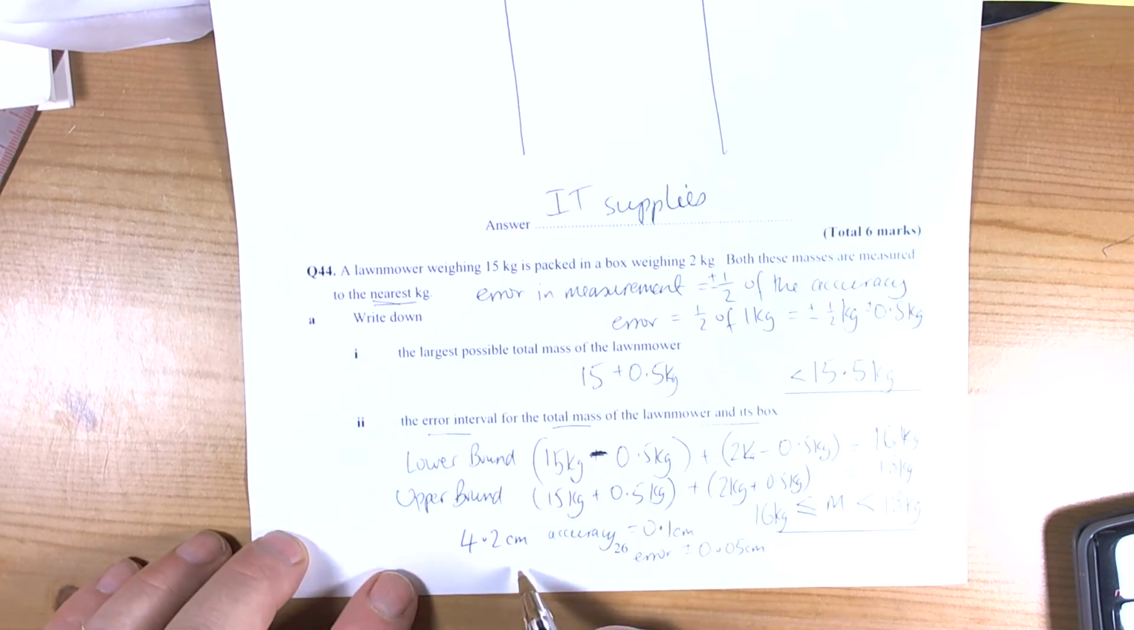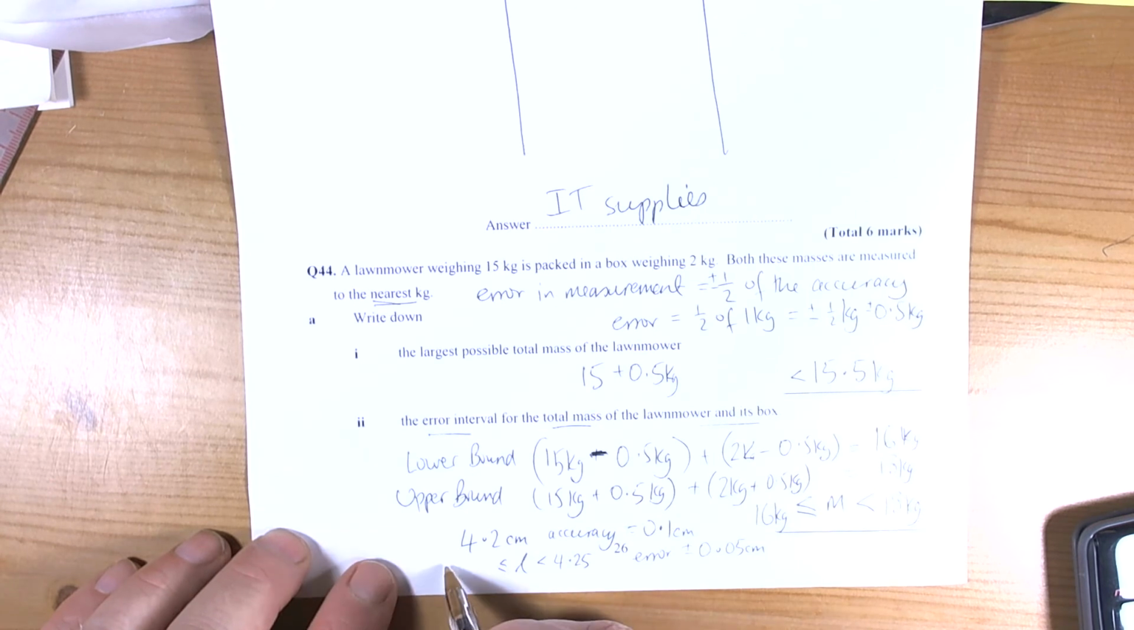So the error interval for this measurement, so the length, would be less than 4.25 because we add on 0.05, and greater than or equal to 4.15 because we take away 5/100ths of a centimetre from 4.2. Okay, so that's a run through of error intervals and measuring.